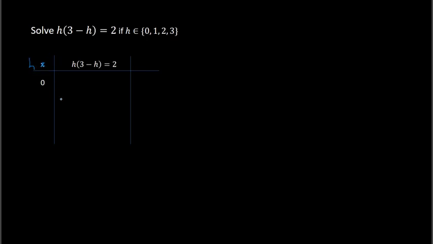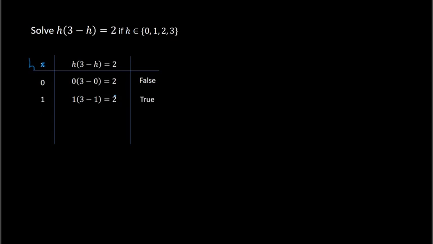Plug a 0 in. So now we have 0 times (3 minus 0) equals 2. Is that a true statement? Well, we would have 0 times 3 in parentheses. So 0 times 3 would be 0, which is not equal to 2. So that is a false statement. Plug a 1 in. We now have 1 times (3 minus 1) equals 2. So in parentheses, we would have 2. So we have 1 times 2 equals 2. That is a true statement.